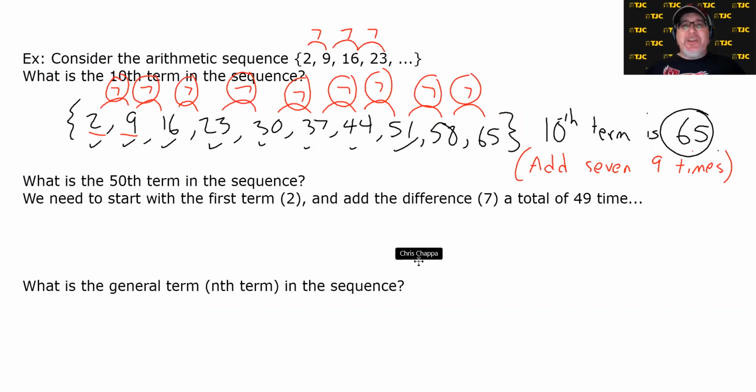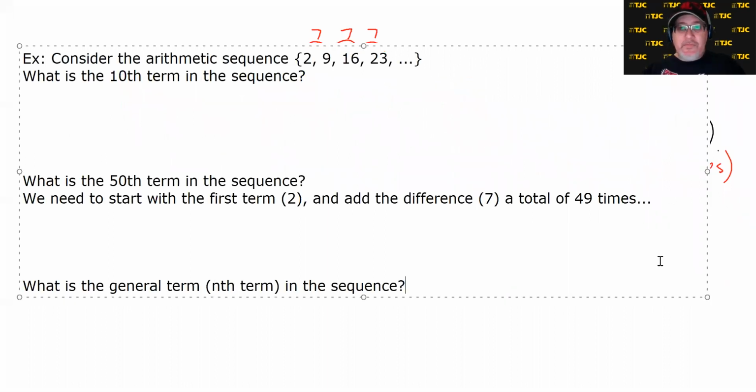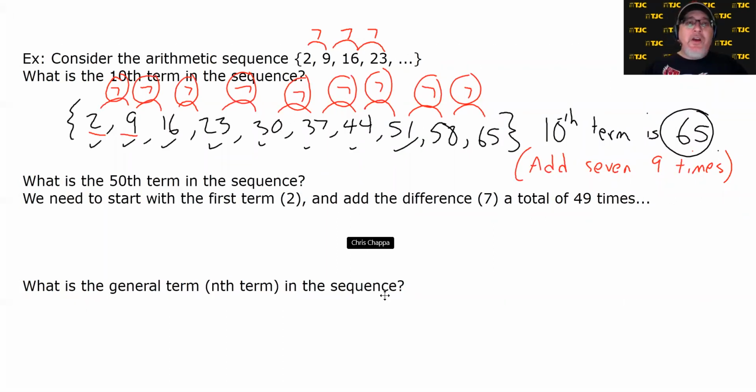So is there a more efficient way to add 7 49 times? And I left out the S from the word times. That's going to bother me. There we go. All right, so again, is there a way to add 7 to something 49 times without going plus 7, plus 7, plus 7, plus 7, plus 7? The answer is yes, because adding 7 49 times is the same as 49 times 7.